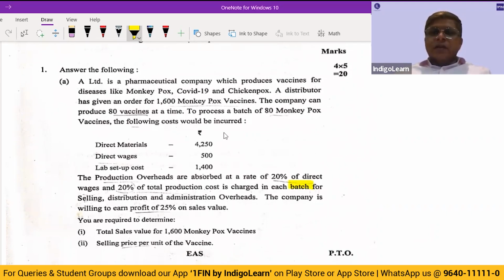Now, what is given in this question? They have given a simple example wherein they are saying certain vaccines are made 80 vaccines at a time. So the process is of a batch, and the batch consists of 80 vaccines. They have given us cost, the direct material, direct labor. These costs are given for each batch, and then they have given the setup cost. So every time you set up a batch, you're going to incur a cost.